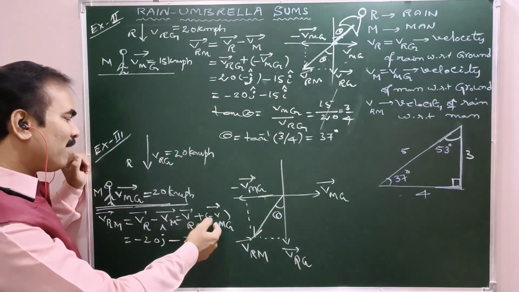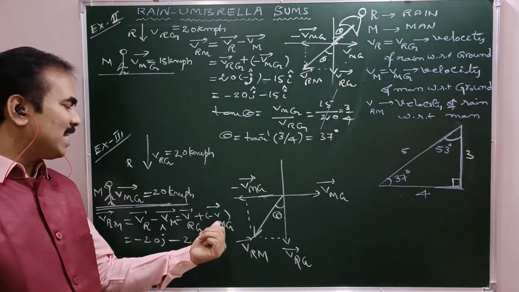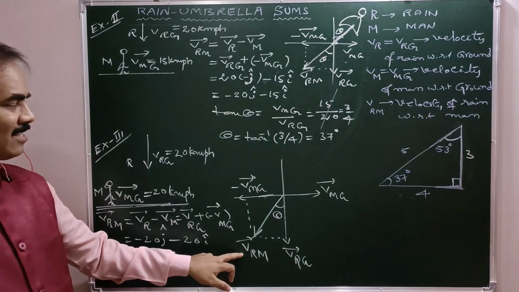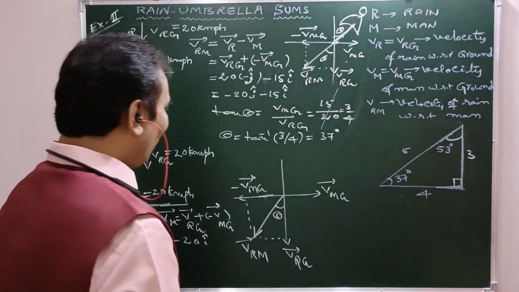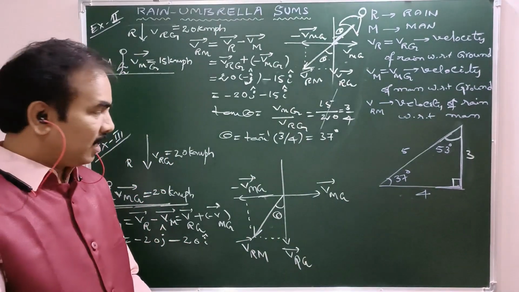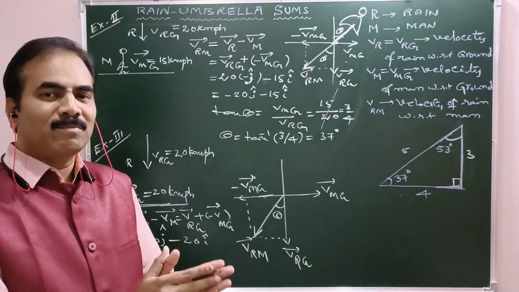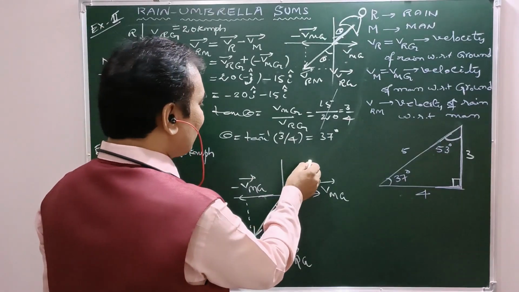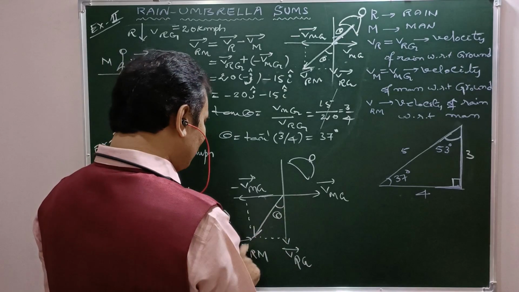See, these two parent vectors collectively forming VRM bar. VRG bar plus or minus VMG bar. Means the addition of VRG bar and minus VMG bar collectively forming VRM bar. So this is the resultant of these two parent vectors. Right? Now, what is the direction in which umbrella is to be held if he wants to keep the rain away? Means, see, this is VRM.